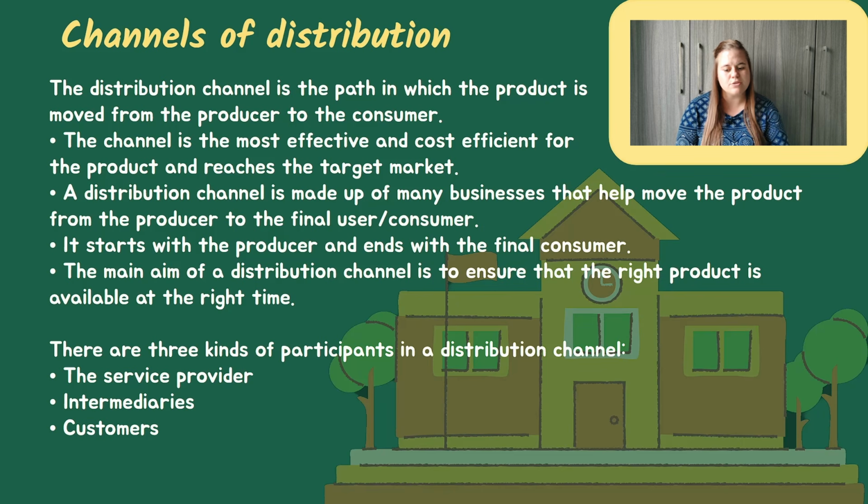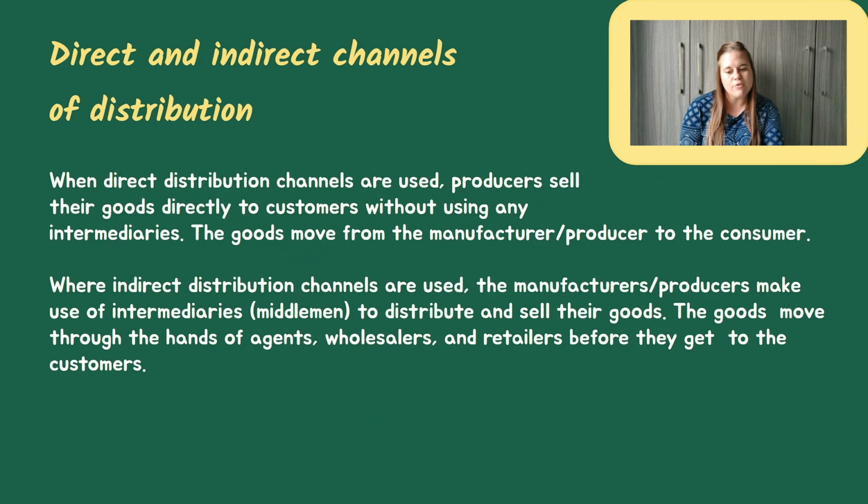There are three kinds of participants in a distribution channel. We have the service provider, intermediaries, and customers. Direct and indirect channels of distribution. When direct channels of distribution are used, producers sell their goods directly to the customers without using any intermediaries. The goods move from the manufacturer or producer to the consumer. I'm not sure if this is done, but the Simba chip factory in Isando, if I go buy chips from Simba factory themselves, that is direct distribution. We didn't use any intermediaries. It was not taken to a warehouse and into a retailer.